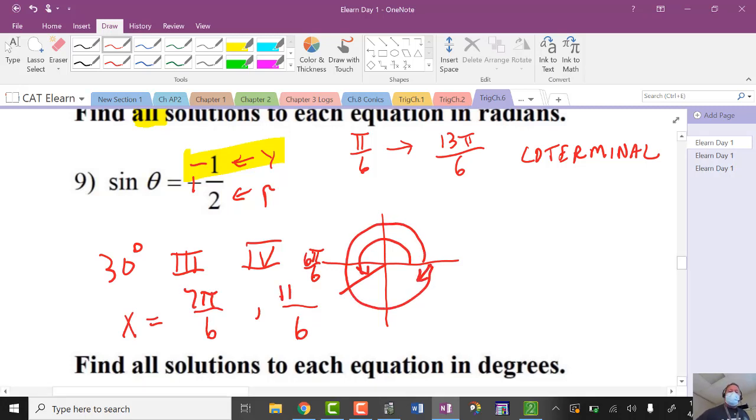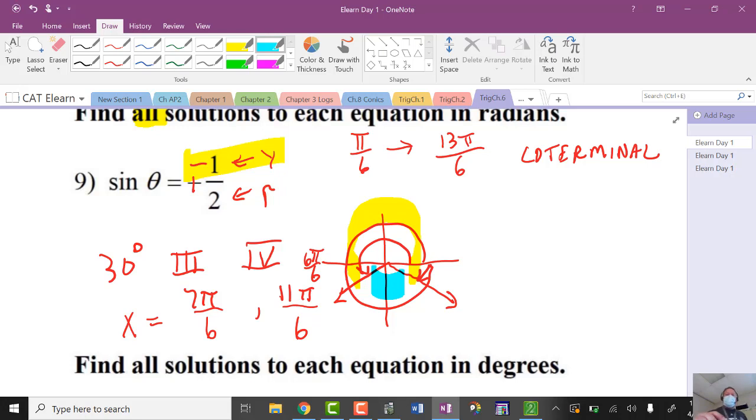11 pi over 6. Okay, here's the point I want to make about all answers. I have done this before, but it's been a while. Is this yellow distance the same as this blue distance, yes or no? No! These two separate answers are not equidistantly away from each other throughout the unit circle like this.